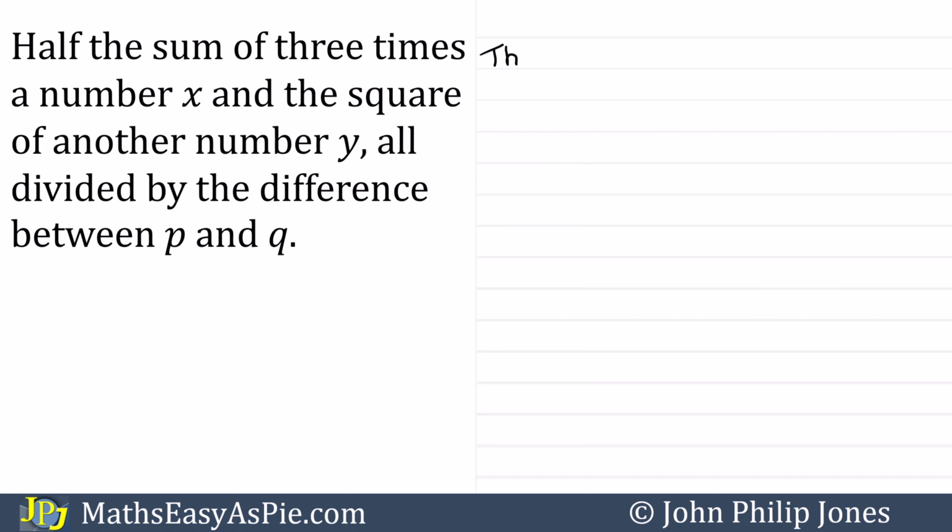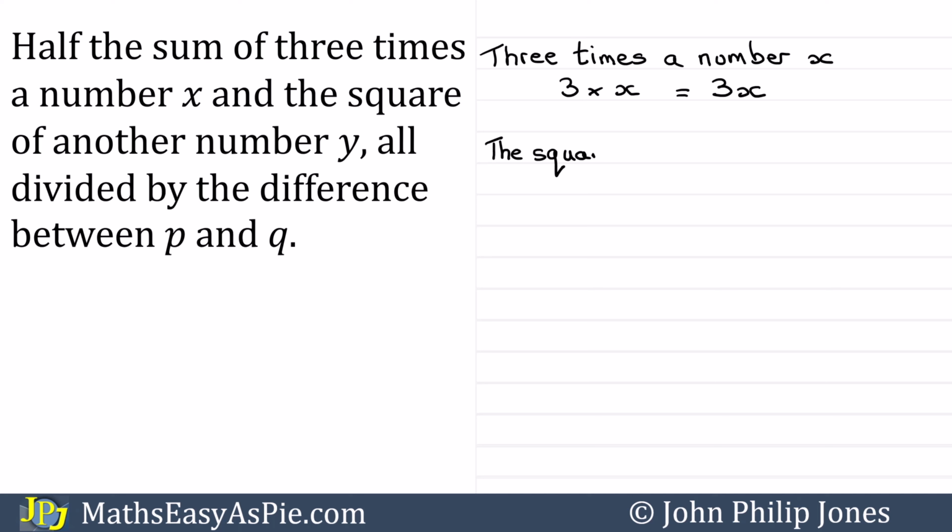Referring to the text, we can see we are told we have 3 times a number, and that number is x. So this is 3 times x, which in algebra we can write as 3x. We can also extract the following. The square of another number, where that number is y, is as shown here, y squared. Of course, we have the sum of the 3x and the y squared, which is 3x plus y squared.